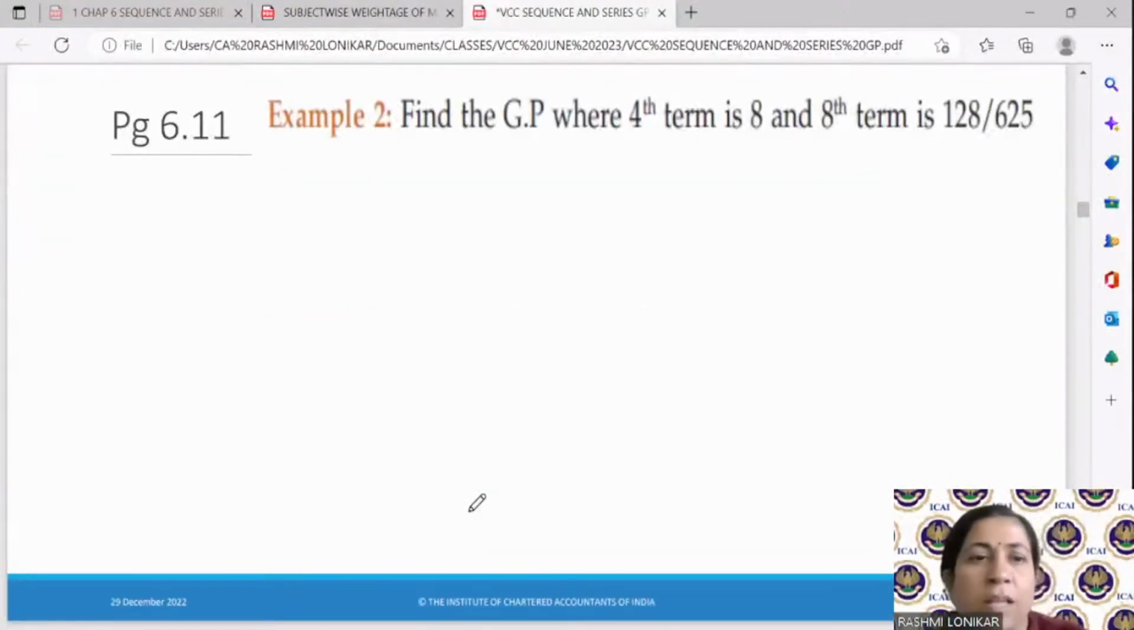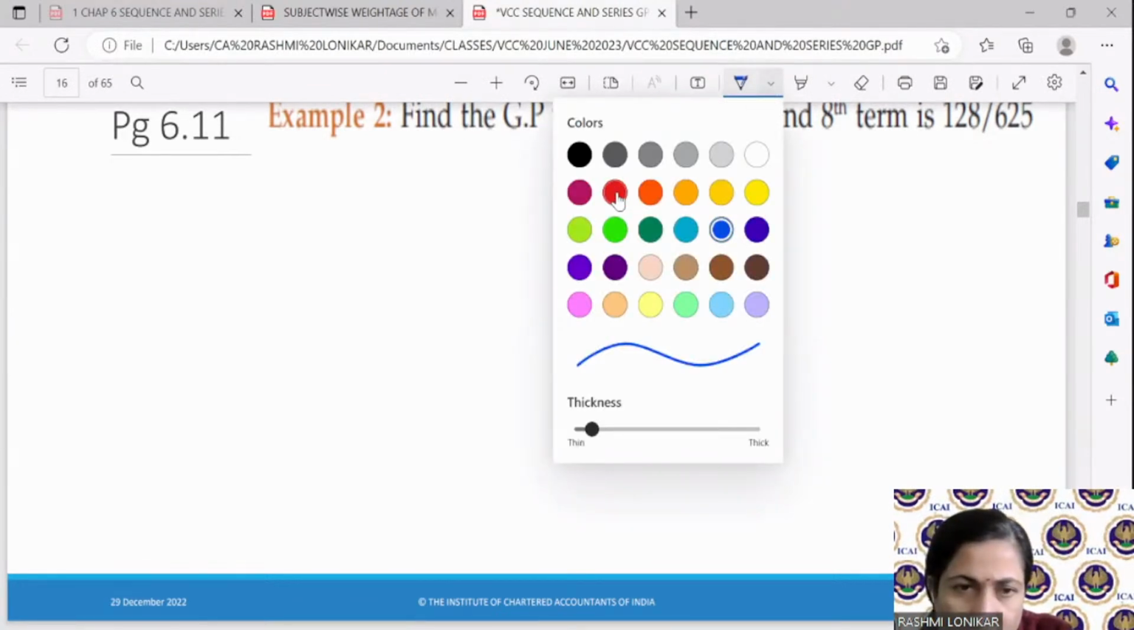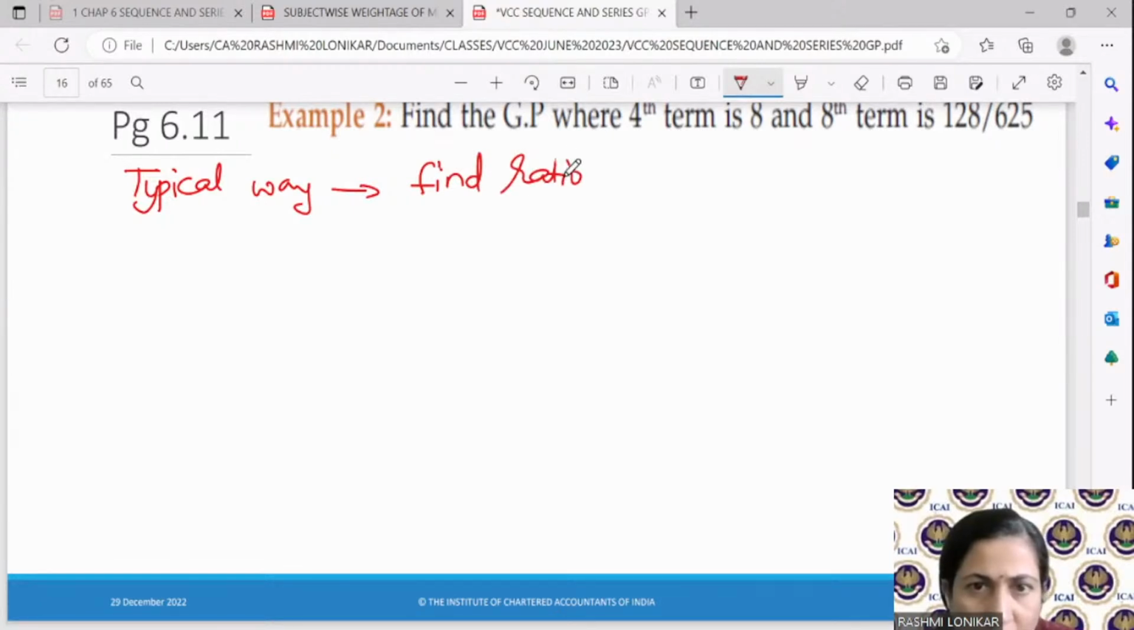So this is example 2 on page 6.11. Find the GP where the fourth term is 8 and the eighth term is 128 upon 625. This is a typical way. Okay. There is a typical way to solve it. Okay. Find the ratio of given terms.